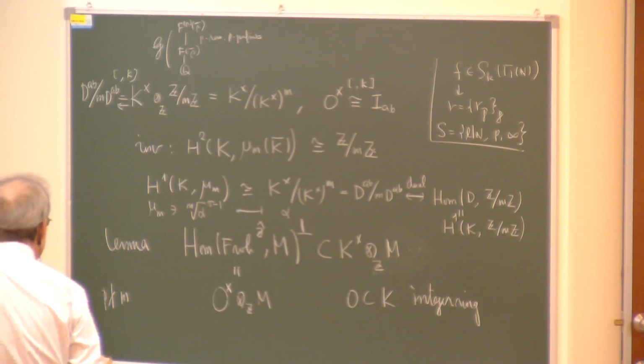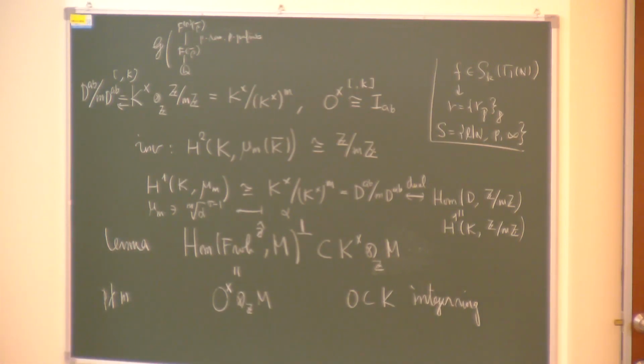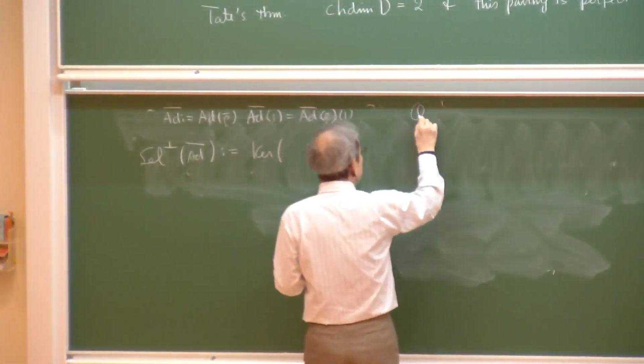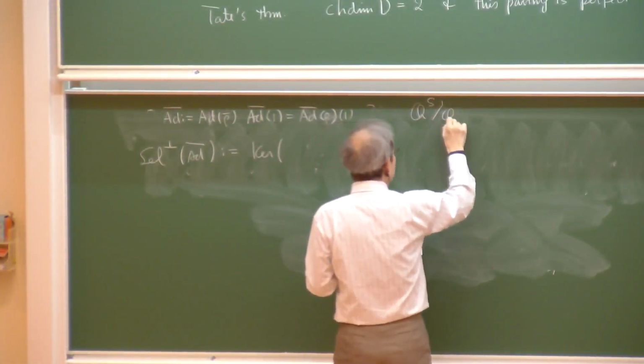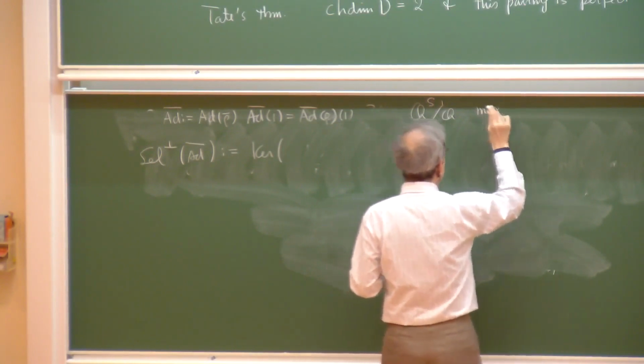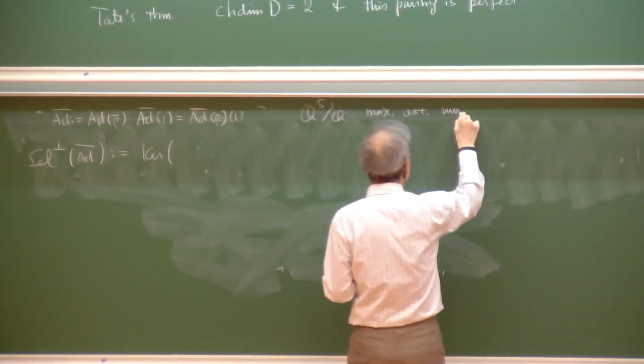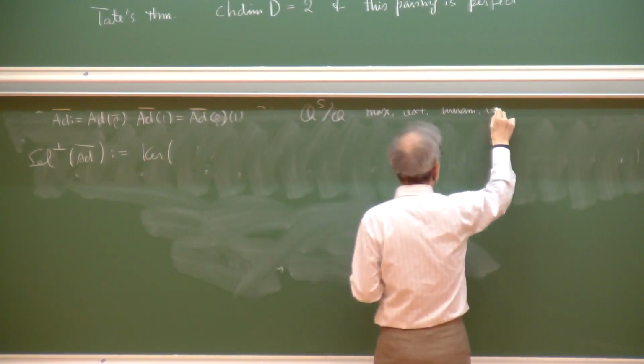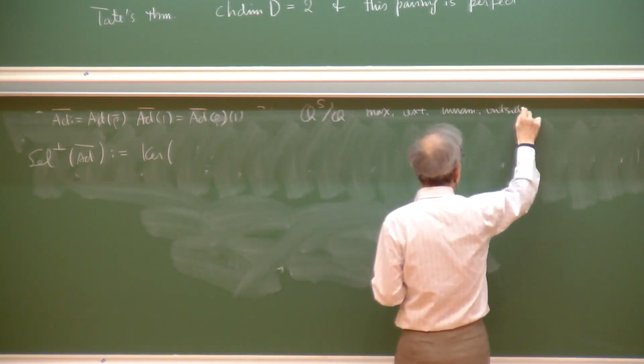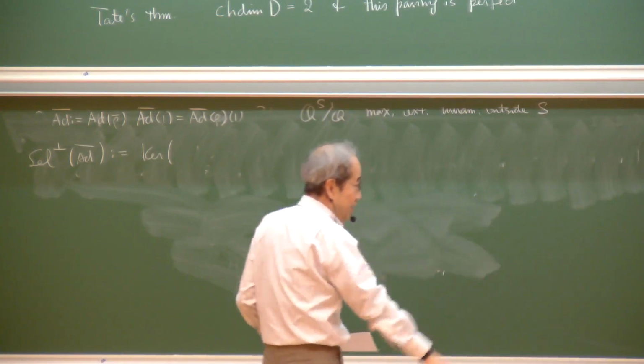But once you make a dual, it could get out of it. So I just do it slightly generally. So I just write Q_S over Q, the maximal extension ramified outside S. That is S. Okay?